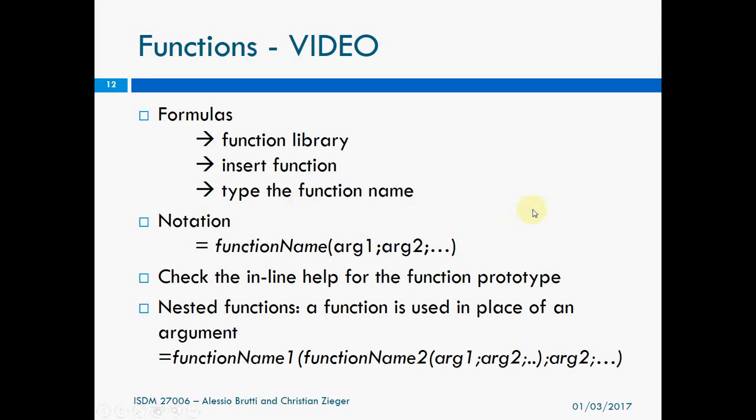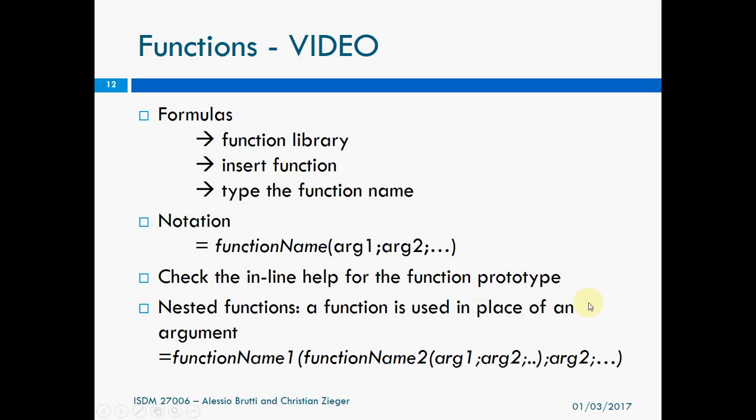The syntax for using a function in Excel is the one you see here. You always have to start with the equal symbol. Then you have to type the name of the function, and between brackets the list of the function arguments separated by the list separator you have set in your environment. You also have an inline help for each function prototype that gives you all the information you need to use a function, also with examples.